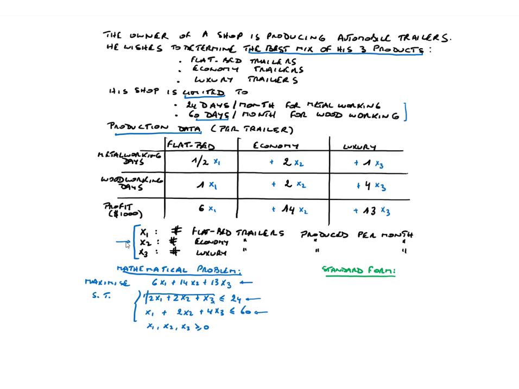So now you have the mathematical problem. If you haven't done so, you should pause now and try to obtain the problem in its standard form. So here you have the problem under its standard form. Of course, the maximization problem is transformed into a minimization problem, so you have to take the original objective function and multiply it by -1.